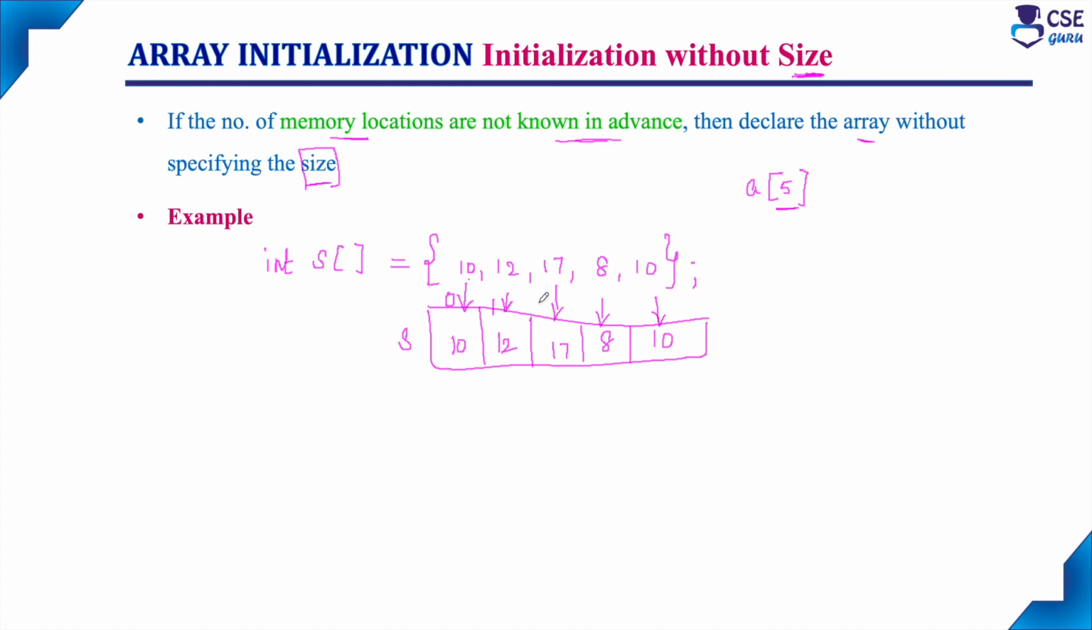So this is first, this is second, third, and fourth. Here we have given 5 values, so 5 memory locations are automatically allocated. Here we have not specified the size. To overcome the fixed size arrays, we can implement this method, initialization without size. This is the biggest advantage over fixed size arrays.